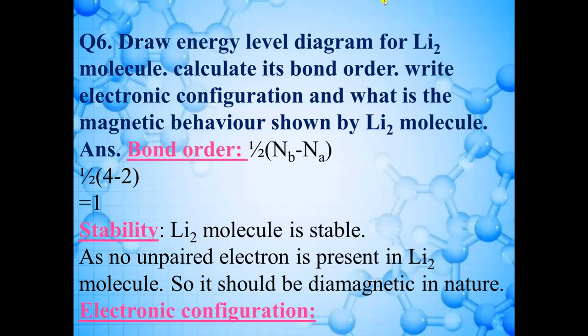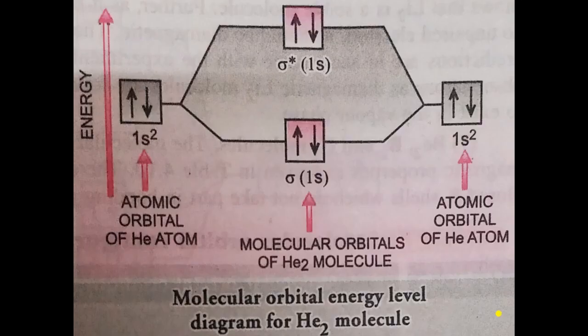Now next question is, draw energy level diagram for lithium 2 molecule. Calculate its bond order, write electronic configuration and tell its magnetic behavior. Electronic configuration of lithium is 1s2 2s1. That means you have to draw energy level diagram for 1s orbital and after that you will draw energy level diagram for 2s orbital. So first I am showing you energy level diagram of 1s orbital, how you will fill electrons in 1s orbital.